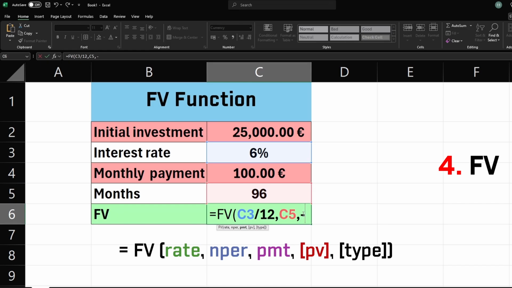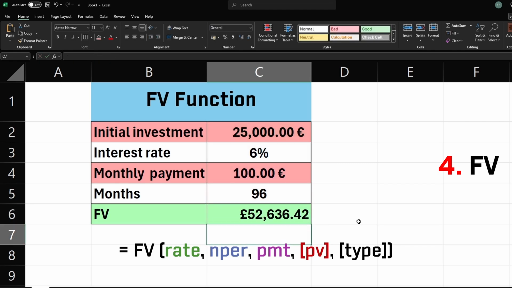PMT is the payment amount per period, which is minus 100. Use a negative sign because it represents an outflow of money. PV, the present value, or initial investment, which is minus 25,000, negative because it's an outgoing payment. Type is the timing of the payment, which defaults to 0 for the end of the period, but can be set to 1 for the beginning.